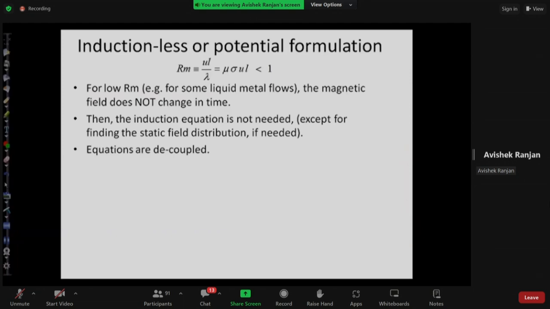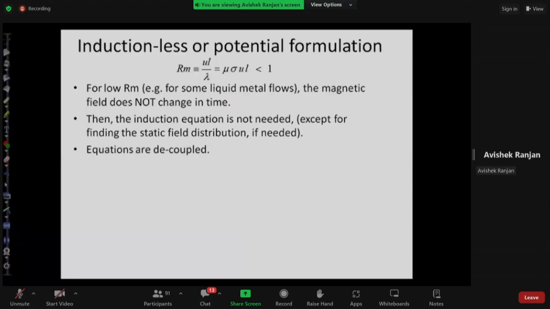Now, in applications such as liquid metals and their flows, which are not too high speed flows, it so happens that the magnetic field does not change much with time, and in those cases the full form of the induction equation is not necessarily required. So you may only need some parts of it. For example, the diffusion part of the magnetic field will be required, the Laplacian of B equal to 0, in case you want to find the static field distribution. But if that is not required, then the entire induction equation is not required to be solved.